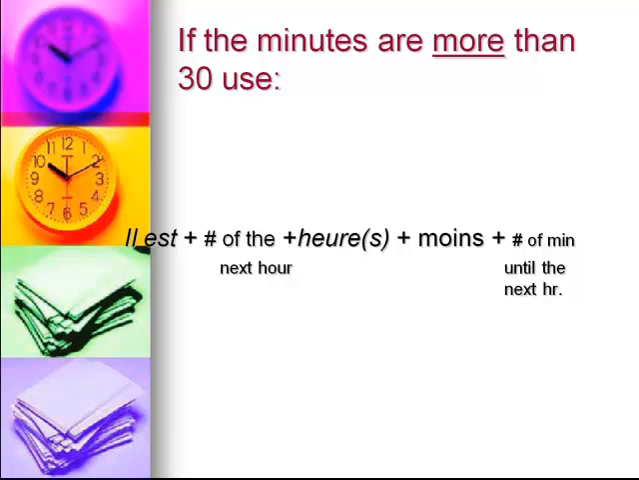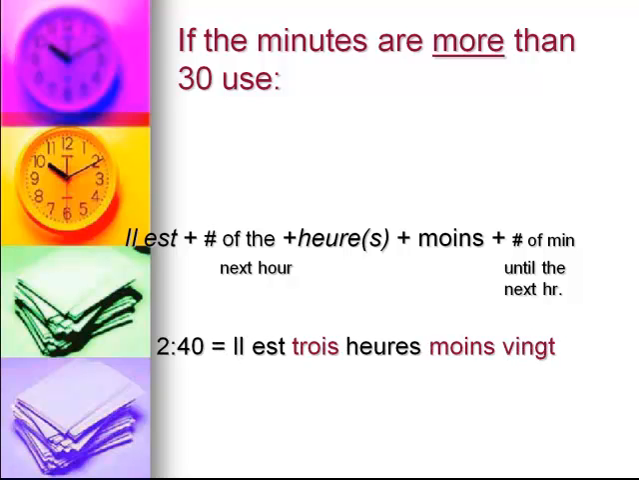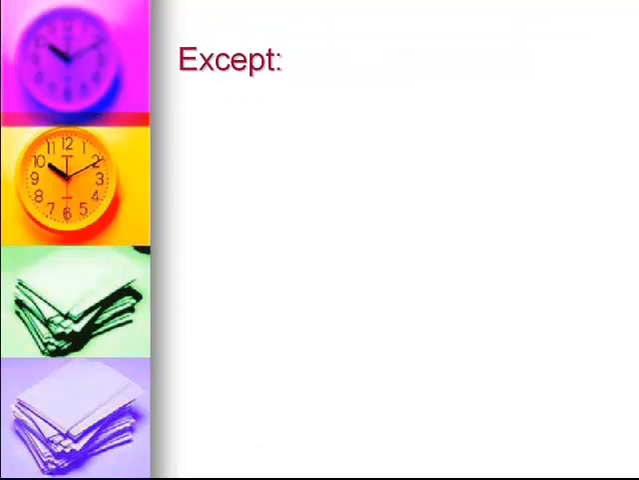So it would be like 5 minus 15 if it's 4:45. So 2:40 would actually be il est 3h moins 20, because you're saying 3 o'clock minus 20, which is what 2:40 is. Yeah, you could say 2h40, but the French are more likely to say il est 3h moins 20 for 2:40.